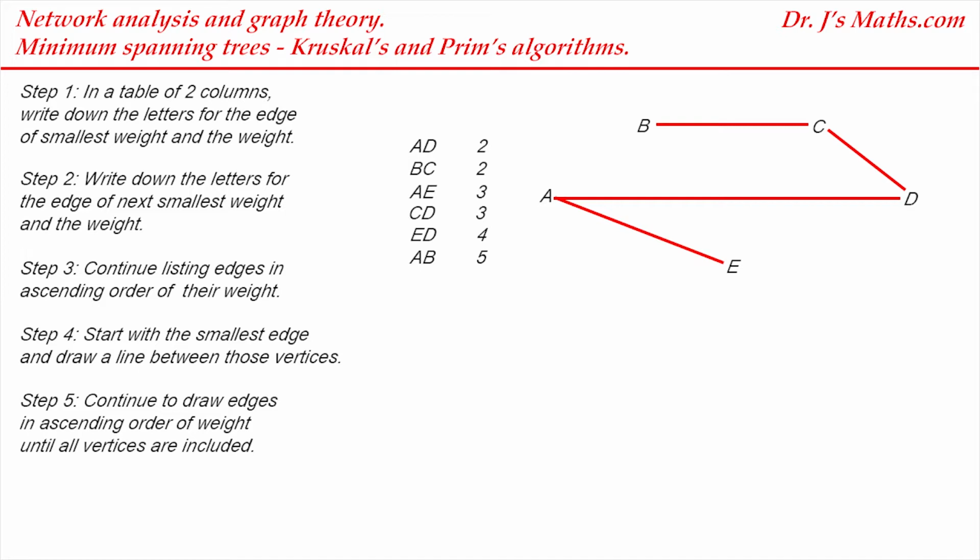Now I have all the vertices included, so I'll put a little red line under my CD, and the diagram shows our minimum spanning tree, and by adding up the numbers above the red line in the table, I know that the weight of the minimum spanning tree is 10.